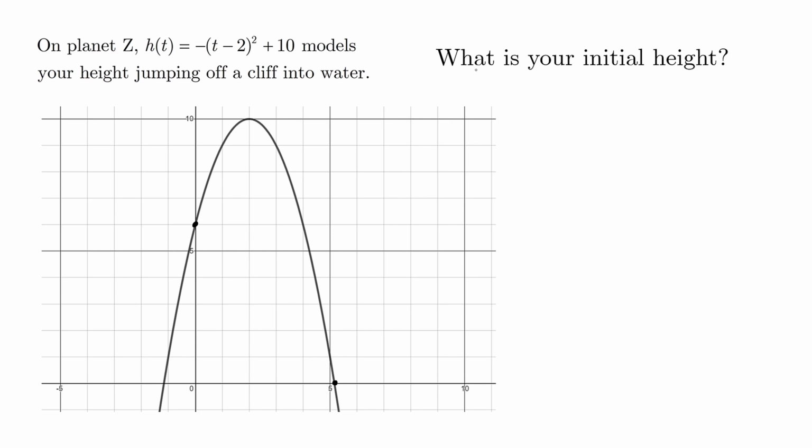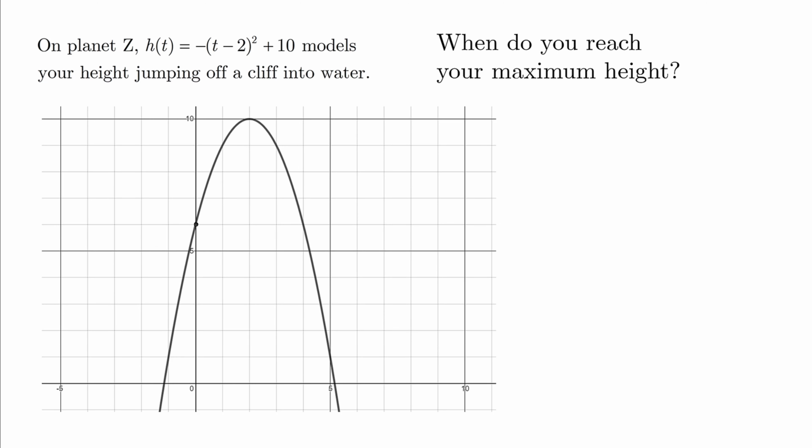So the question here is, what is your initial height? The key word here is initial. Initial means that time equals 0. And when time is 0, not 1, not 2, 3, 4, or 5, when time is 0, the y value or the h value, the height, is going to be 6. So the answer is 6.